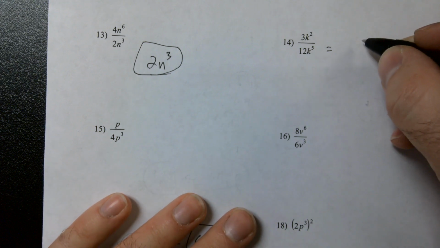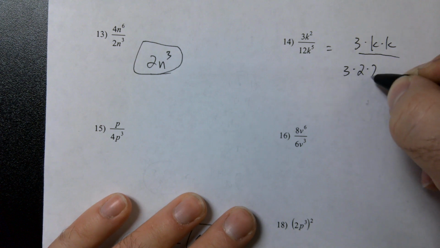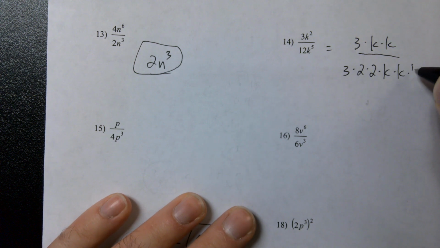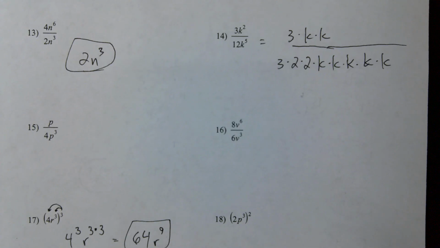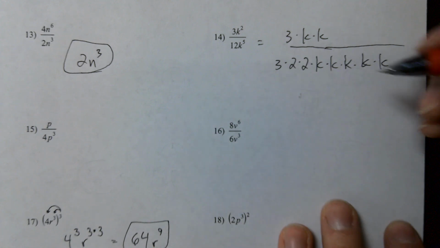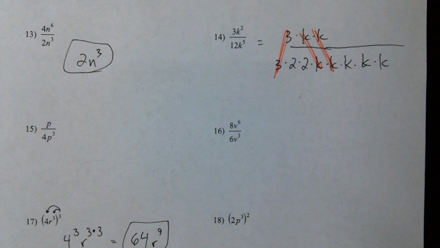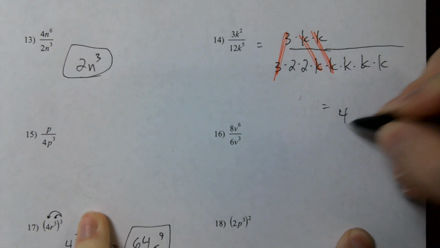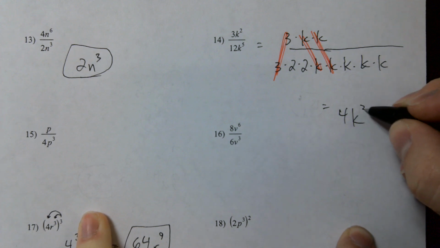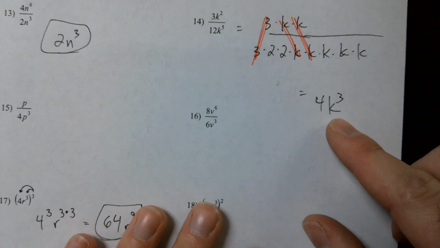Number 14, I'm going to expand this one out. 3 times k over 3 times 2 times 2 times k times k times k times k times k. A lot on the bottom. What can I cancel out here in number 14? 3's and 2 of my k's. So 2 times 2 equals 4. And how many k's do I have? 3 of them. Is that my final answer? 4k to the 3rd?